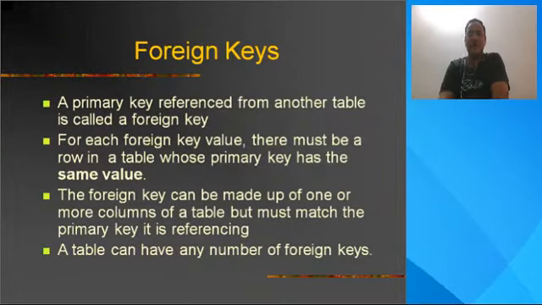And the foreign key: a primary key referenced from another table is called a foreign key. A foreign key is the key through which we can reference other tables. For each foreign key value, there must be a row in a table whose primary key has the same value. The foreign key can be made up of one or more columns of the table, but must match the primary key it references. A table can have any number of foreign keys. It can be 1, 2, 3, 4, 5. But in a table, the primary key will be only one.